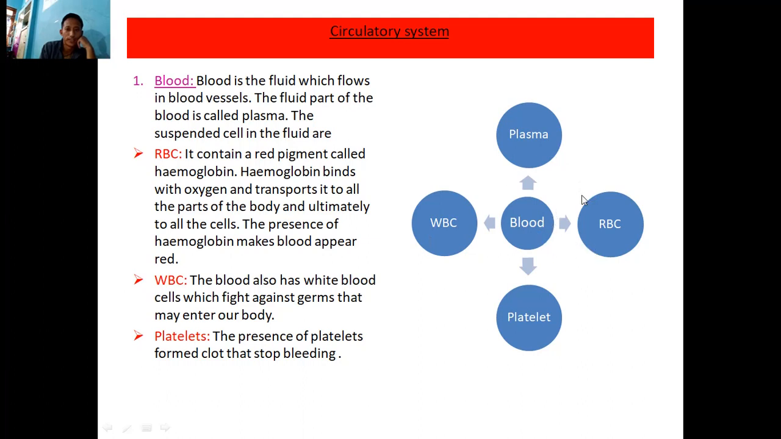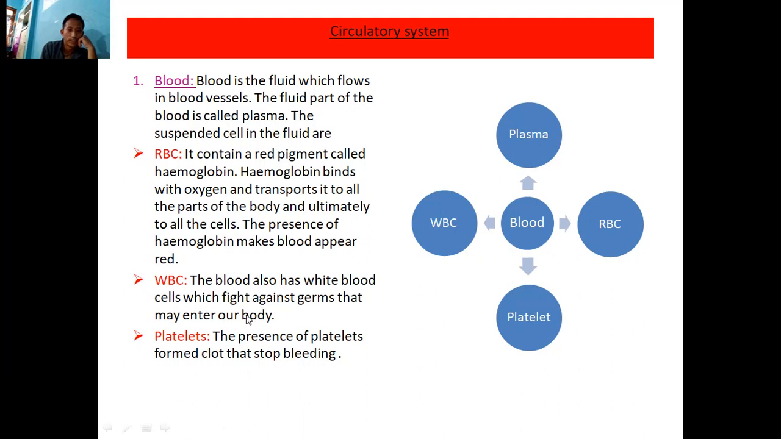The plasma is the fluid, and the suspended cells include white blood cells. Blood has white blood cells which fight against germs that may enter our body, such as antigens, pathogens and foreign substances. They fight against them so that the immune system can get activated. The immune system means white blood cells, with antibodies, fight the pathogens.